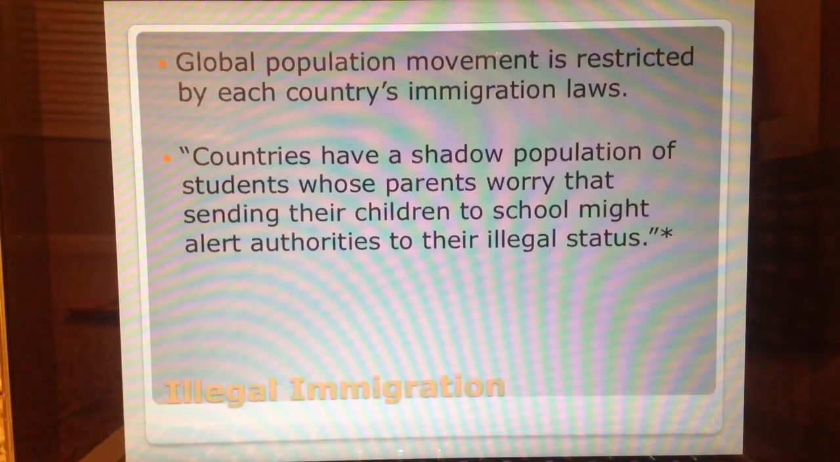Illegal immigration, and that's a really big deal. Global population movement is restricted by each country and their immigration laws. Countries have a shadow population of students whose parents worry that if they send their children to school, authorities might be alerted of their illegal status and take them back to where they're actually from. So a lot of parents really have a lot of anxiety about sending their children to American schools. However, many feel it's worth the risk. In our text, we have talked about people from Africa risking their lives to cross the Mediterranean Sea to illegally enter Spain, and people will illegally enter the United States from other countries.